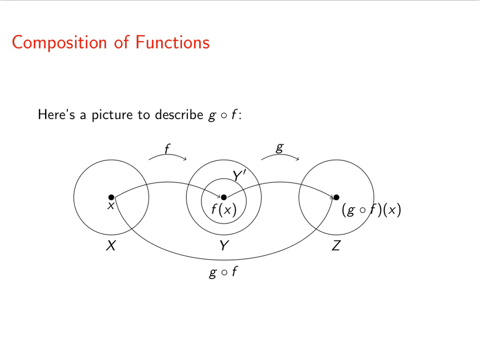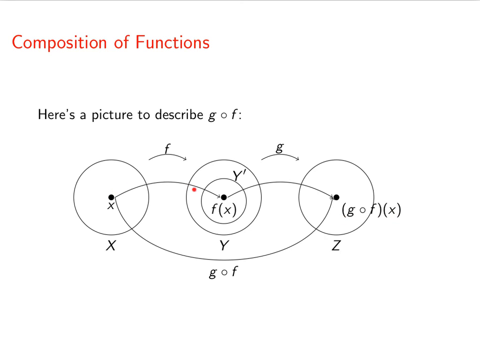Here's a picture to describe what's going on with g circle f. We start with an element in the domain of f, and this gets mapped over here to f of x. So the codomain of f needs to be a subset of y, or really just the range of f. That way we know that whatever we're plugging in to g, this f of x, is going to be in the domain of g. And so our output then is g circle f.